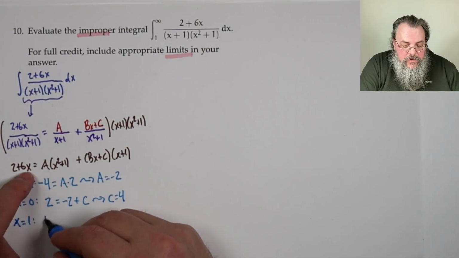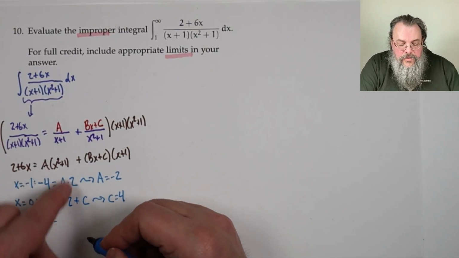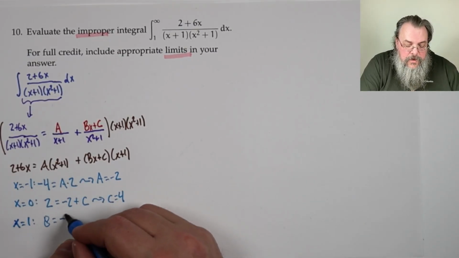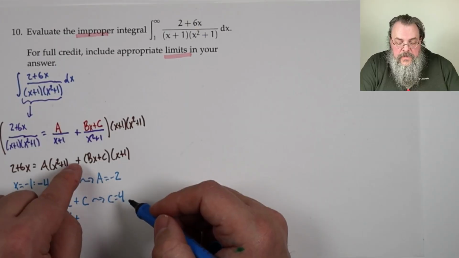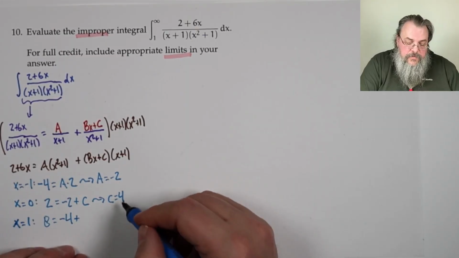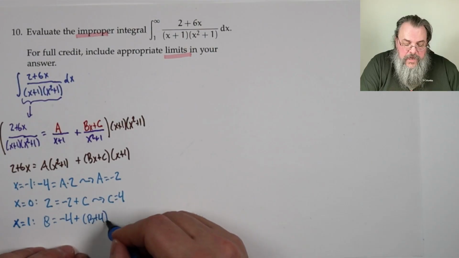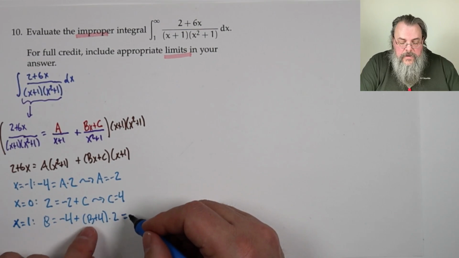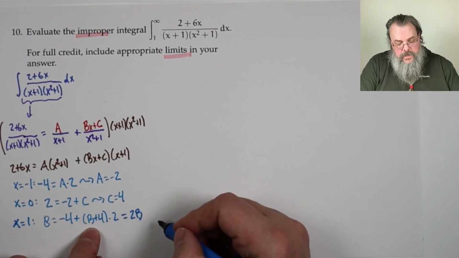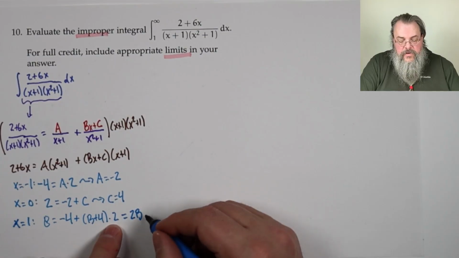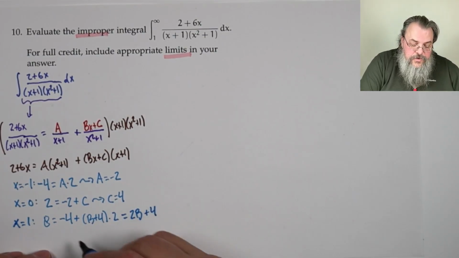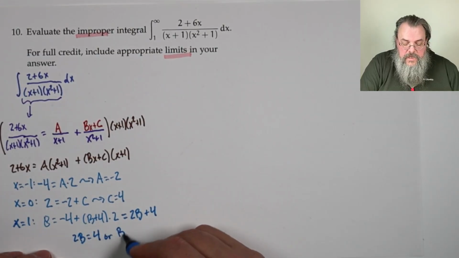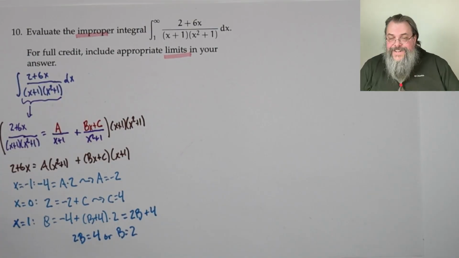2 plus 6 is 8 equals a times 2, but we know what a is. That's negative 2, so a times 2 is negative 4, plus, then we have b plus c, but c is 4, so that's b plus 4, and then 1 plus 1 is 2. All right, well, that says we have b times 2 is 2b, because there's negative 4 plus 8, which is plus 4. So 2b is 4, or b is 2. All right, so that's good.